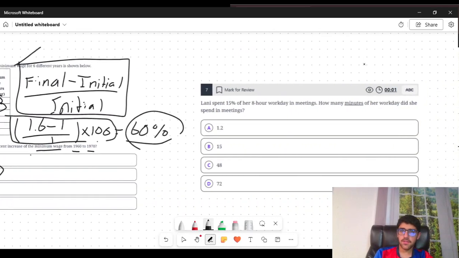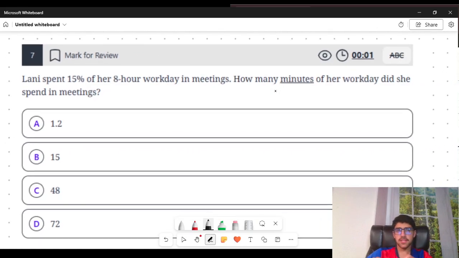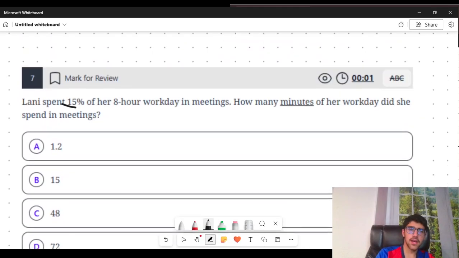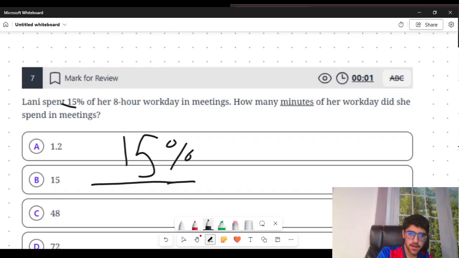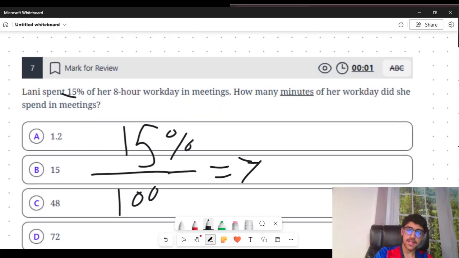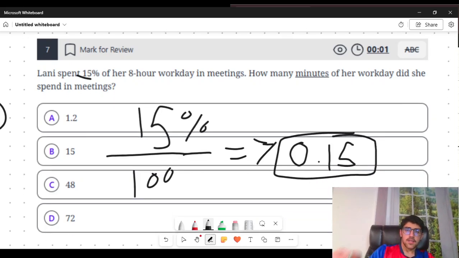And let's move on to the second one. This one tells us that Lonnie spent 15% of her 8-hour work days in meetings. How many minutes of her work days did she spend in meetings? Okay, so 15%. First thing, let's just convert 15% to a decimal so that we can work with the 8 hours. So 15% divided by 100 will give us the percentage in a decimal. And this was actually coincidentally the example I gave in the beginning. But yeah, so it's 0.15. So 0.15 is the decimal.